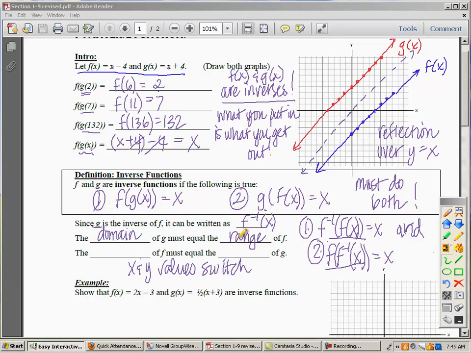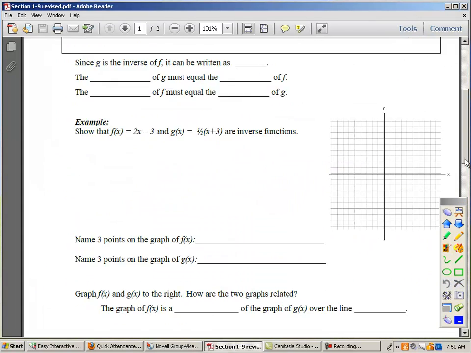So if the domain of g is the range of f, then the domain of f would also be the range of g. And basically, again, all they're saying is domain and range switch. Okay, and so that's a lot of the background information. This next example is where we're going to start verifying. There will be one just like this on the quiz, where we're going to ask you to verify that two functions are inverses.